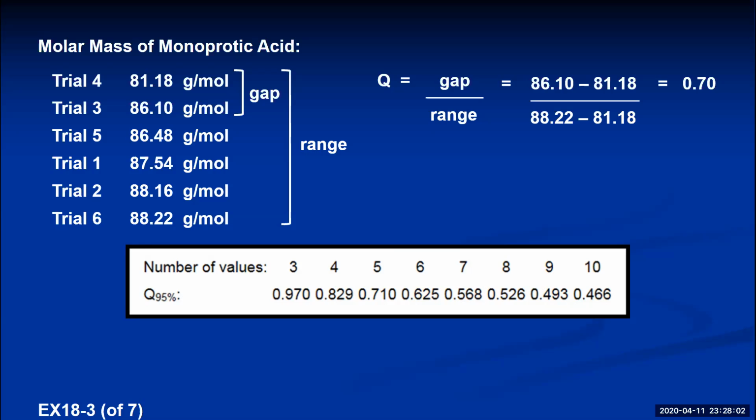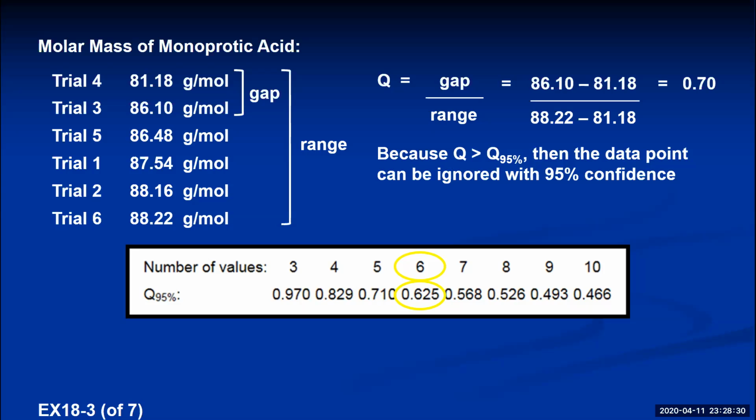In our case, we've done 6 trials. So if you locate on the table 6 trials and see what the Q95 number is, if Q is bigger in this case than 0.625, that means that statistically the 81.18 is probably so off because there was a gross error that occurred, and therefore statistically we can ignore it and not use it to calculate the molar mass of this monoprotic acid.